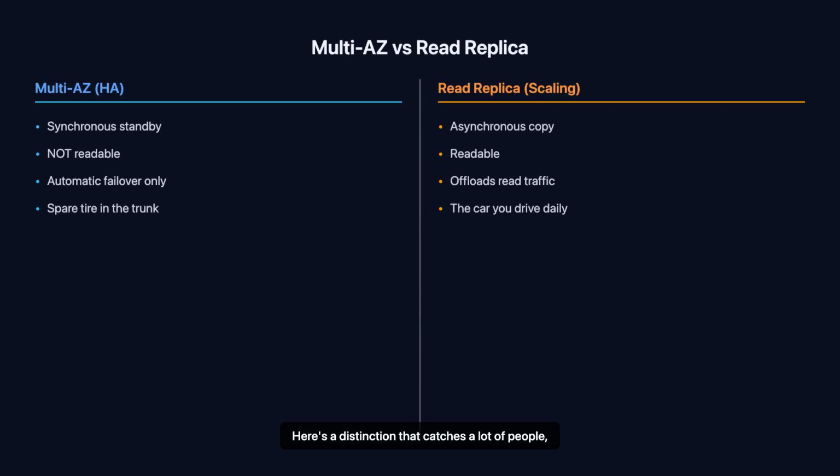Here's a distinction that catches a lot of people, so let's lock it in. Multi-AZ keeps a synchronous standby for automatic failover, and that standby is not readable. It's a spare tire in the trunk. It's only for emergencies. A read replica is asynchronous and readable. The second car you drive every day to offload read traffic. When the scenario says reporting or read heavy, that's a replica, never the multi-AZ standby.